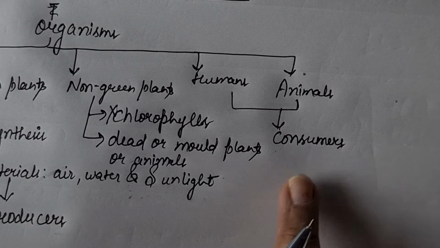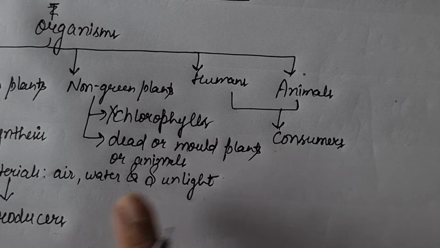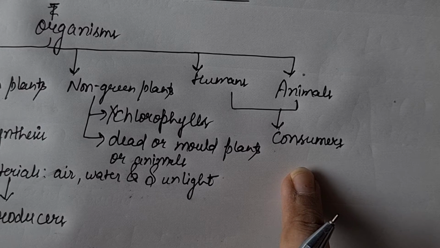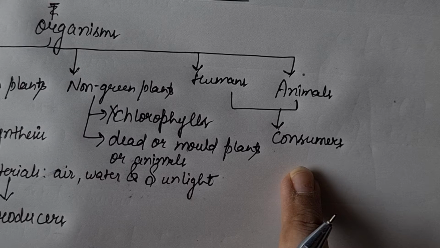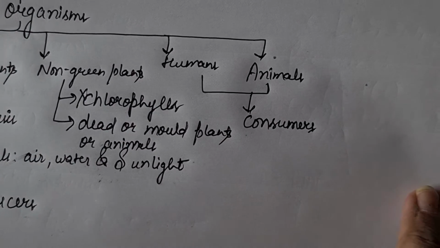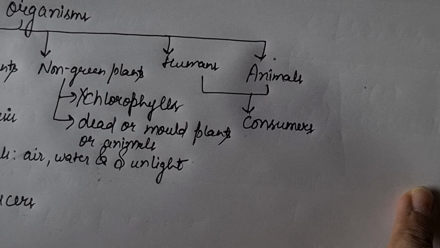Consumers means who consume their food from producers. Means they directly or indirectly depend on the producers. Their food comes from the producers or from the animals. It means humans can be vegetarian or non-vegetarian. So the vegetarians take their nutrition from the producers. The non-vegetarians take their nutrition from the producers as well as from the animals. Vegetarians also take dairy products, so it comes from the animals.